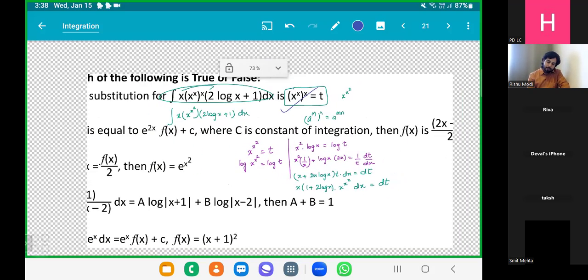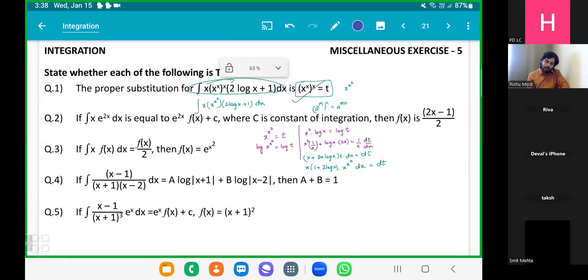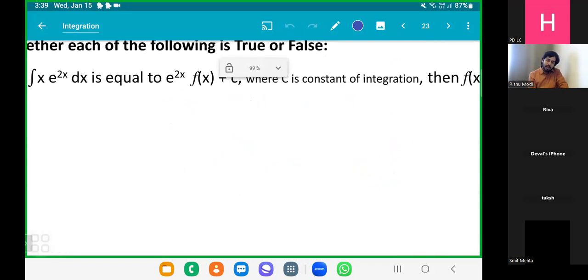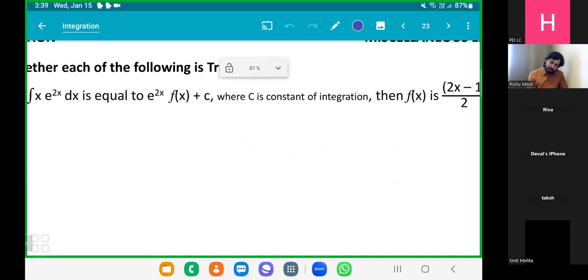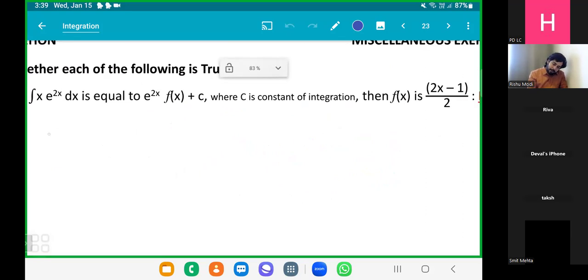The second one: x into e raised to 2x is equal to e raised to 2x times a function plus c, where c is constant, then the function is 2x minus 1 upon 2. Let's see the question and simplify it. Whatever the answer may be, that's okay. If you have this question, the integration answer comes as e raised to 2x into 2x minus 1 upon 2 plus c.